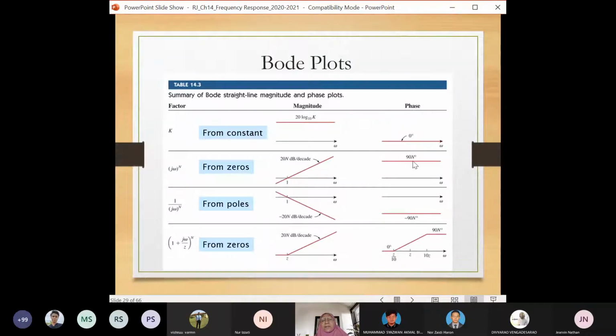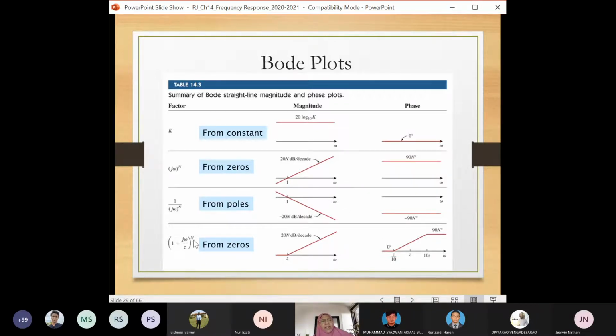But for the phase angle, it is a straight line at 90 degrees, positive 90 degrees. For poles, you have a negative slope of 20 n dB per decade. And the phase angle for the poles is negative 90 degrees.